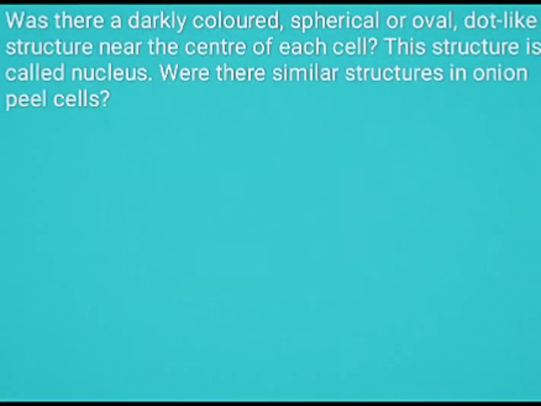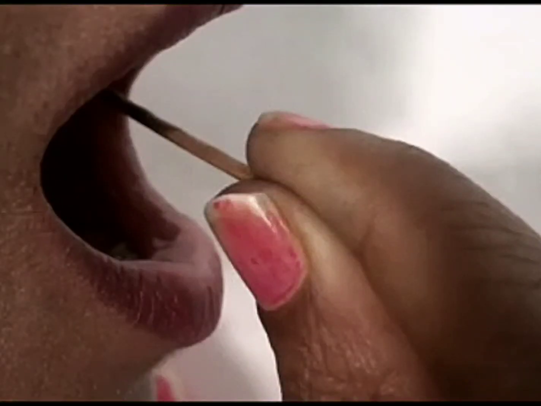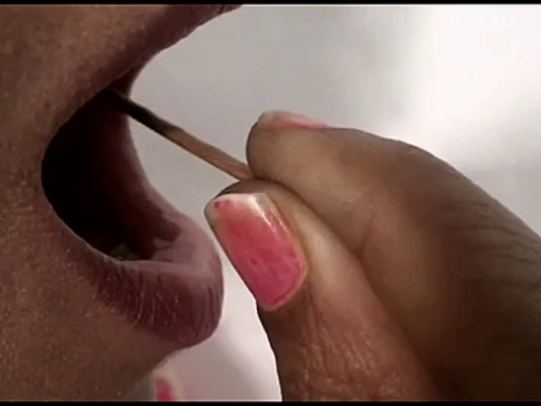Were there similar structures in onion peel cells? So first of all, with the help of a toothpick, we will scrape out the inner skin of our cheek, as shown in this image.